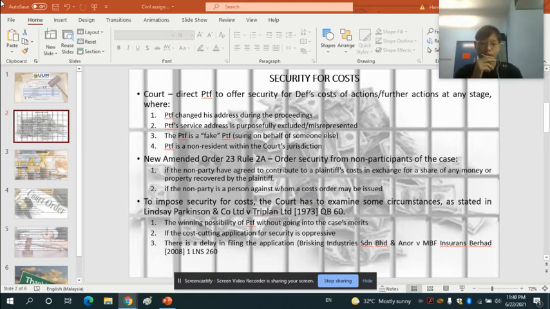To impose such security for costs, the court has to examine some of the circumstances as stated in the case of Lindsay Parkinson and Co. against Triplan Limited. I can roughly categorize the circumstances into three. The first one, the winning possibility of the plaintiff without going into the case merits. Secondly, if the costs-cutting application for security is oppressive. And third, if there is a delay in filing the application. These conditions we can find in Brisking Industries Sundaram Berhad and another against MBF Insurance Berhad.